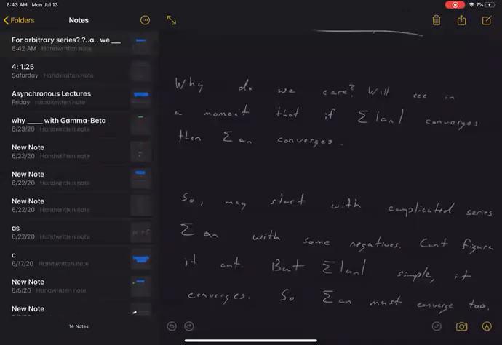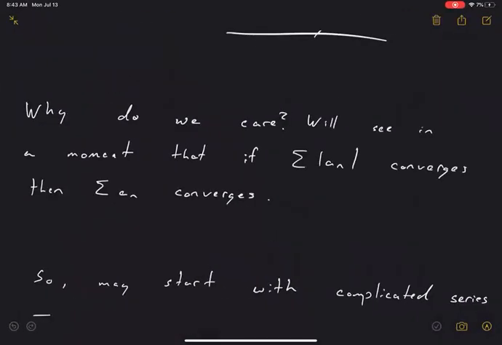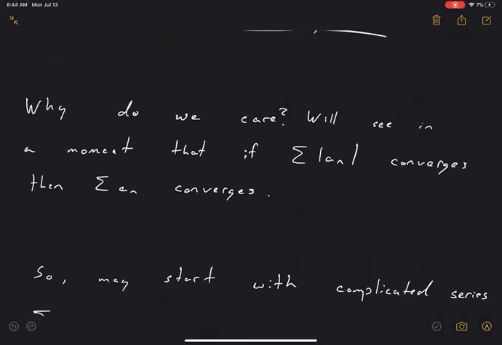I haven't shown you what information yet, but for instance, we're going to see in a moment that if the series of absolute values converges, then our original series converges. And you might be saying, well, why don't we just consider the original series? Why do we have to look at the absolute value series to see if it converges? Well, maybe this original series is kind of complicated. Maybe it's got some negatives that make things kind of complicated. But when we consider the series of absolute values, it gets simpler.